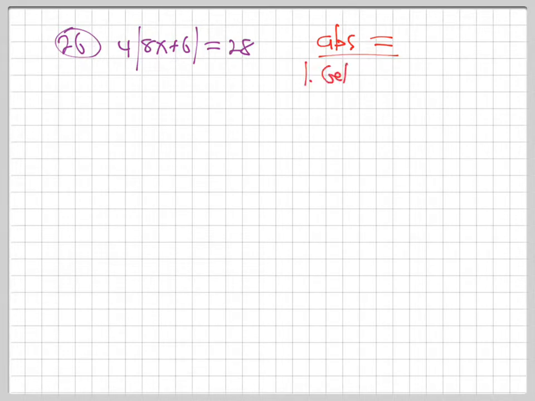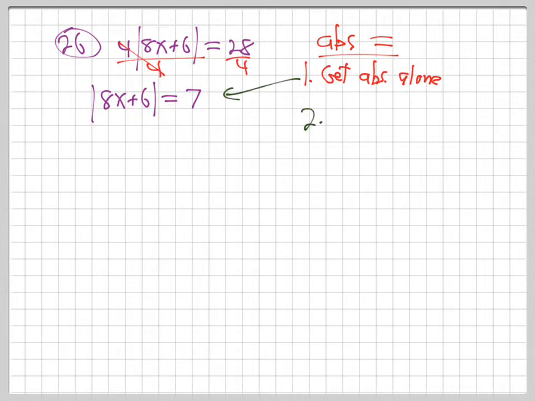Step 1, it's just about saying get the absolute value alone. So let's do that first. What do we got to do to get the absolute value alone? Divide, get that 4 out of there, because he's not part of the absolute value, is he? So we get rid of that, and that's what, 7? And then step 2.